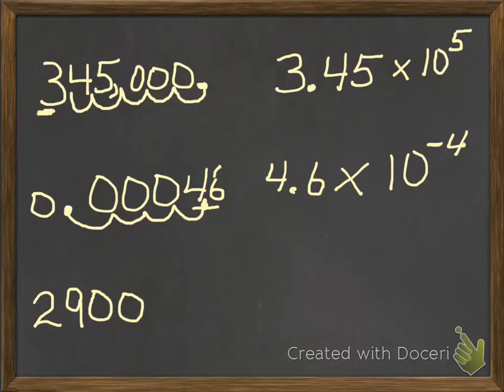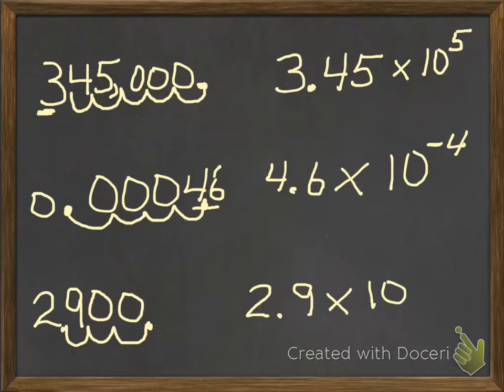Last one, 2900. Again, we don't have a decimal, but we assume that the decimal is at the end of the number. So to put this into scientific notation, our base is going to be 2.9. Okay, how many places do we need to move the decimal? 1, 2, 3 places. So we're going to have 2.9 times 10 to the third. It's a positive number because the number is bigger than 1.